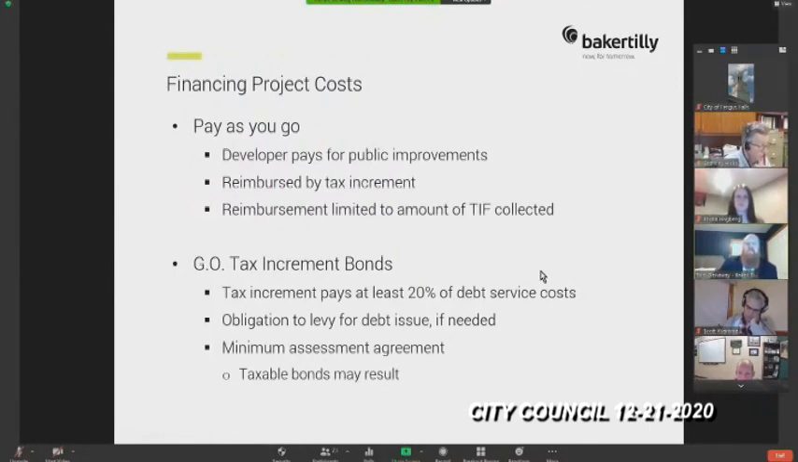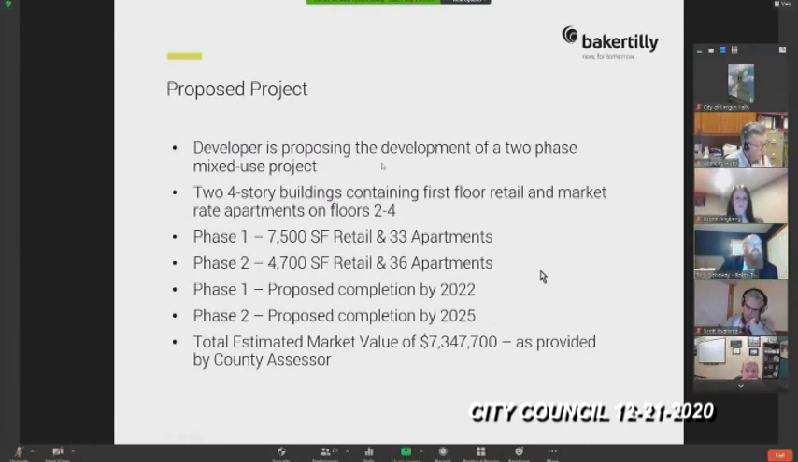The second one is the GO tax increment bonds, which is, in certain circumstances, if the city were to so choose, they could choose to issue debt now and fund the project costs themselves, and then use the future tax increment revenue to pay back the debt service on those bonds.